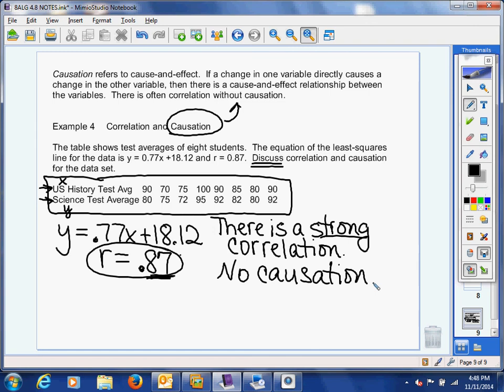But we're not comparing those two. We're just comparing the U.S. history test average to the science test average. They have a strong correlation, but there's no causation. One does not cause the other. There's no cause and effect here.